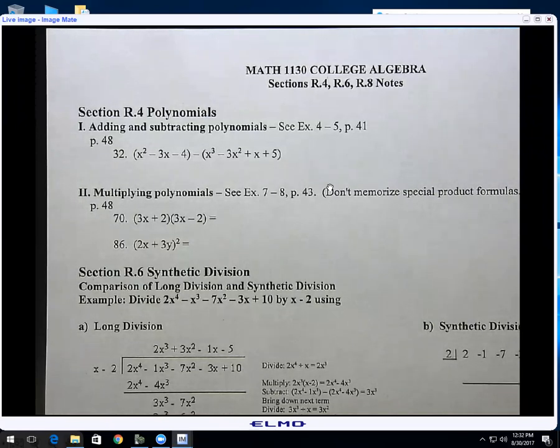R.4 is just everything you need to know about polynomials, and you know how to access the ebook if you need to read this section, right? In my math lab, you can access the ebook. If you do, you'll see the definition of a polynomial. It's just a sum of terms. The terms are a number times a variable to an exponent. The only restriction on the exponent is it has to be non-negative and a whole number.